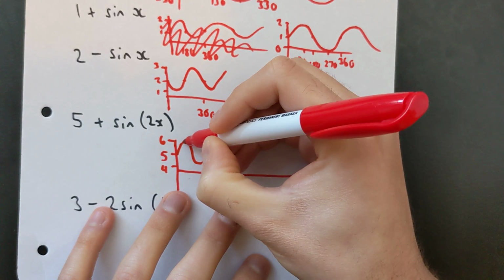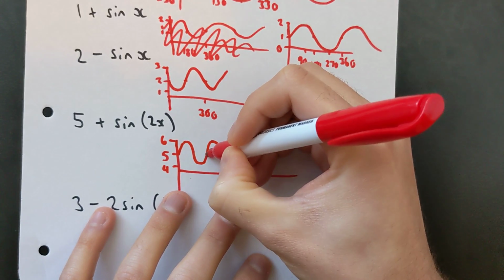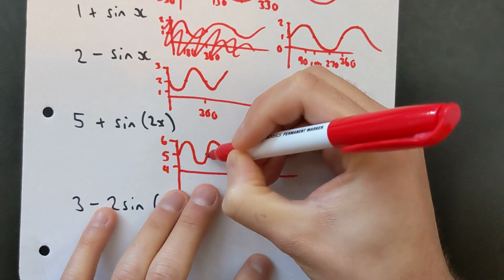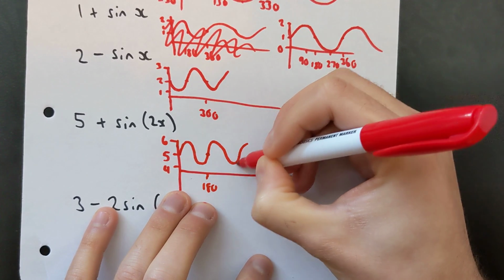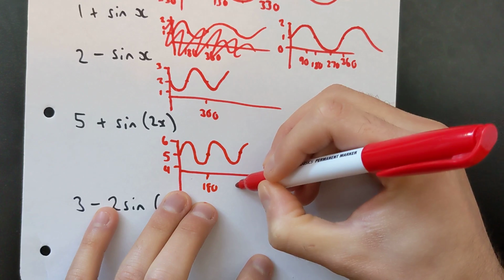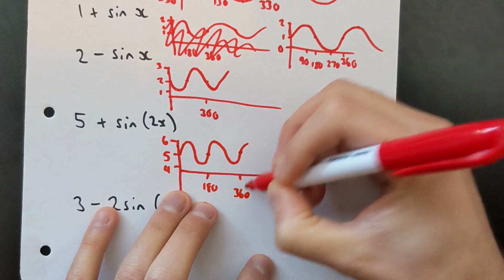So one full go round, so that's to there. That usually happens in 360, but this time that's going to be 180. And then another full go around there is going to be 360.